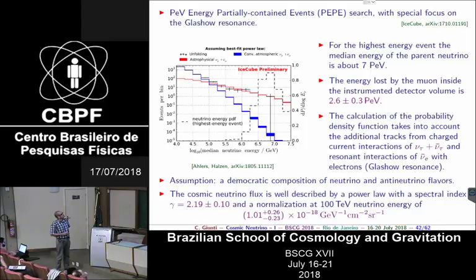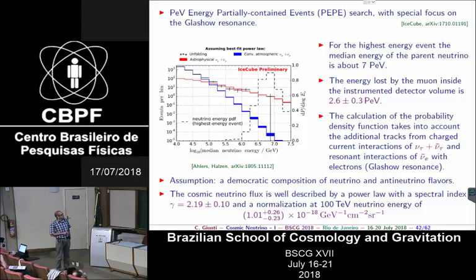However, more recently, they measured at least one event, which is shown here, with an energy of about 7 PeV. So this is a candidate for an event due to the Glashow resonance. Here you can see the event, it is this line, but it is difficult to determine exactly the energy, so they have an energy distribution for this event, but this event is compatible with an event due to the Glashow resonance.